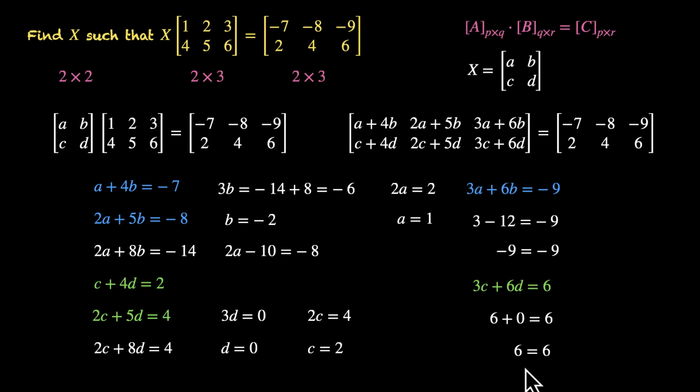This matches, which means we have A, B, C and D, which means we have our matrix X. So our matrix is, where A is 1, B is -2, C is 2 and D is 0. So 1, -2, 2 and 0, that's our missing matrix.